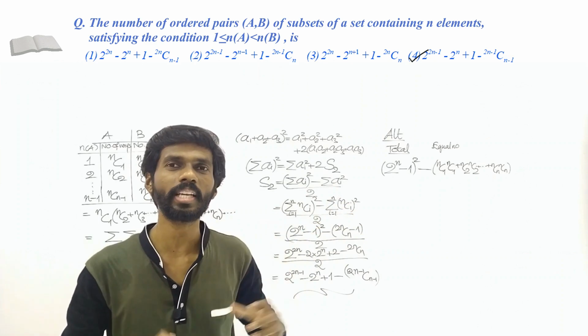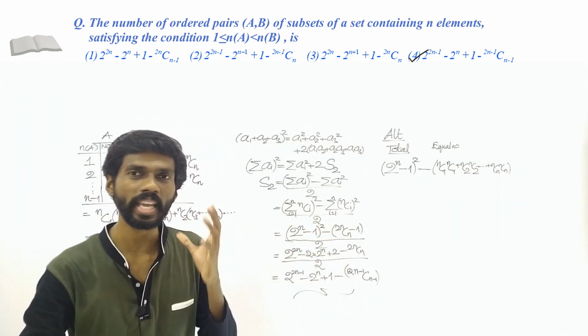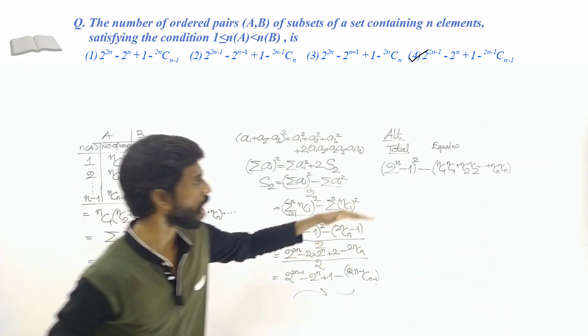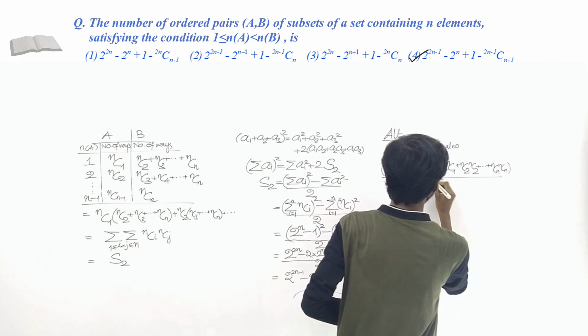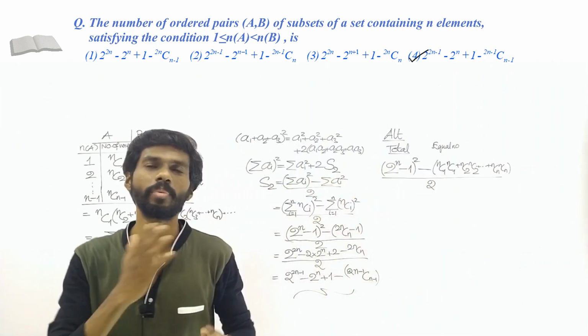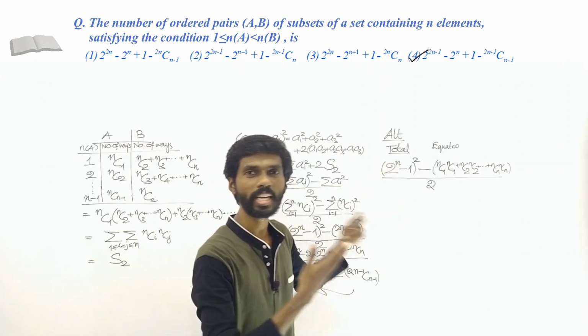Either A is a bigger set or B is a bigger set. But here in this question, we need to find all the cases in which A is a smaller set compared to B, which means half of these cases will be our required answer. So you divide by 2, because in half of the cases A will be the bigger set, and in the remaining half B will be the bigger set. So that is our required answer.